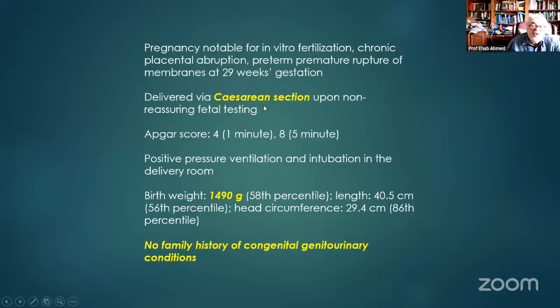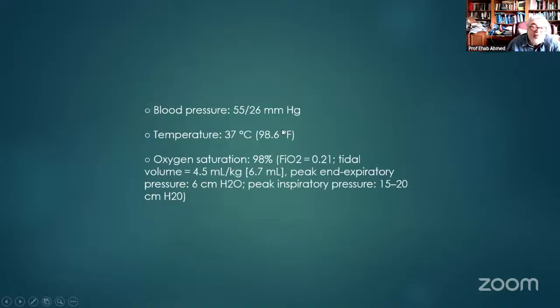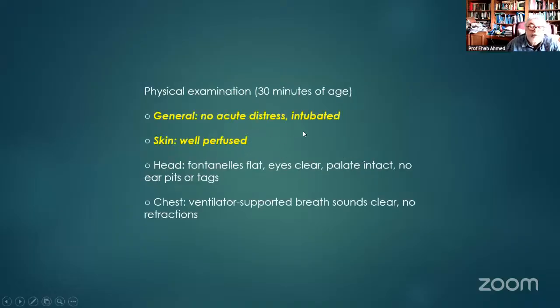Baby was delivered by C-section for non-reassuring fetal testing. Birth weight was 1,490 grams. There is no family history of congenital genitourinary conditions. Presentation. Initial interventions following admission included intubation, surfactant administration, something not related to our current problem, and UVC, sepsis evaluation, antibiotics. The right testicular exam remained abnormal in serial exams. Otherwise, everything looked normal in the exam. The baby was not in acute distress, and the skin was well perfused.